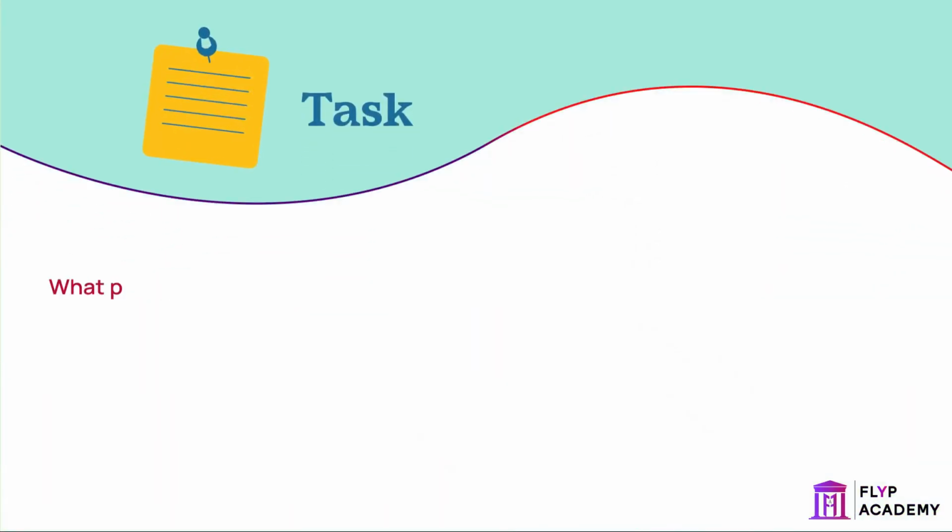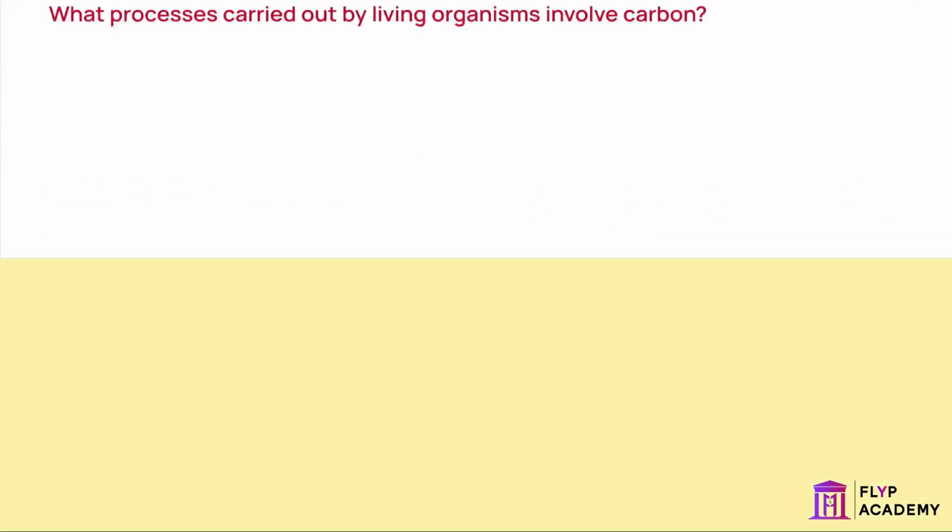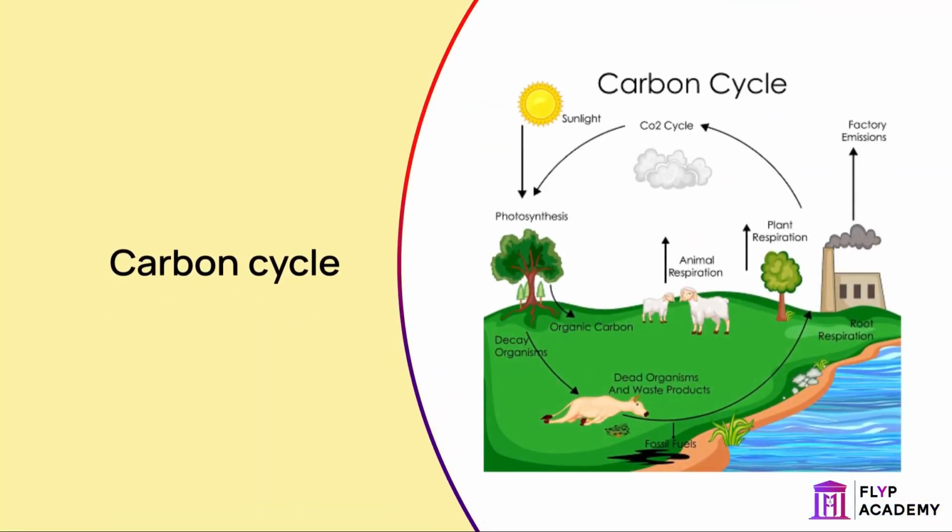Task: what processes carried out by living organisms involve carbon? Respiration and photosynthesis both include carbon. Respiration puts carbon into the atmosphere as carbon dioxide, a waste product produced when glucose is broken down for energy inside living cells. Photosynthesis takes carbon out of the atmosphere, using it as a component of the glucose made by plants as their food source.